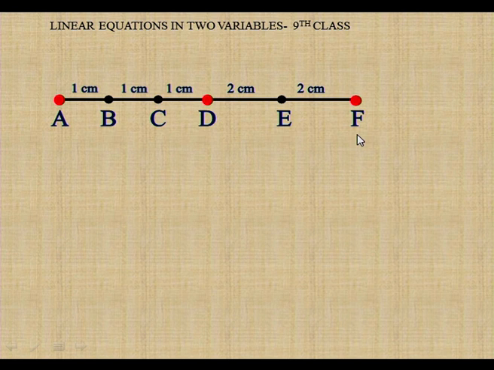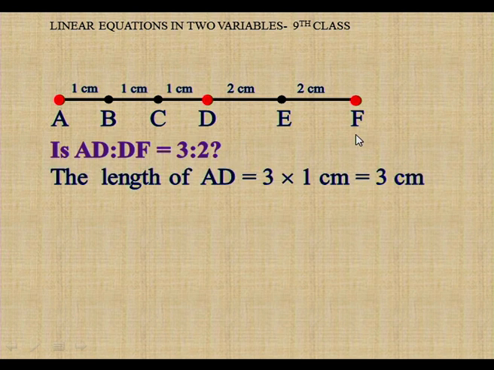In such cases, how do you find the ratio? To find the ratio here, what we do is take the number of parts into the length of each part into consideration. Now, can you say, is AD is to DF equal to 3:2? Please see, the length of AD is equal to, there are 3 parts and each part is equal to 1 centimeter. That means 3 into 1.